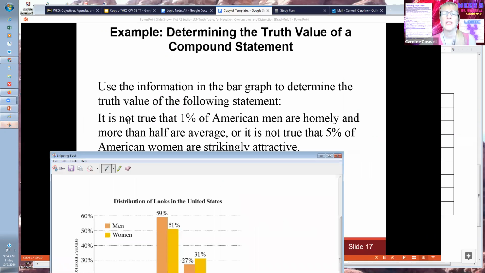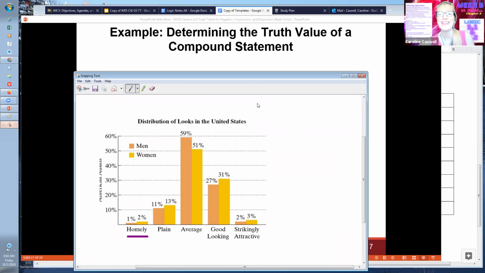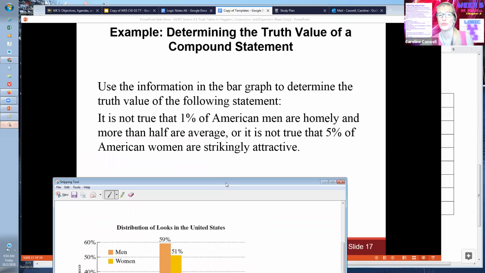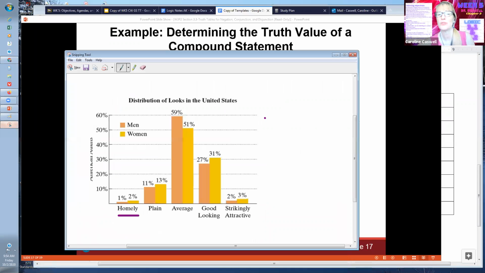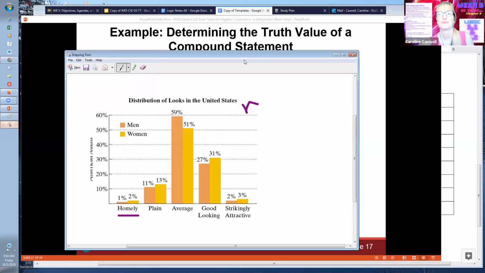So on this one, what we're saying is, and it's a little backwards logic, it is not true that 100% of men are homely. So are 100% of men homely? Here's homely, here's 1% of men. Is that a true statement, 1% of men are homely according to this table? That's a true statement. But in their statement, they're saying it's not true. So if this is true, then not true, oh, how do I say that? Hold on. Then our actual statement would be a false one.